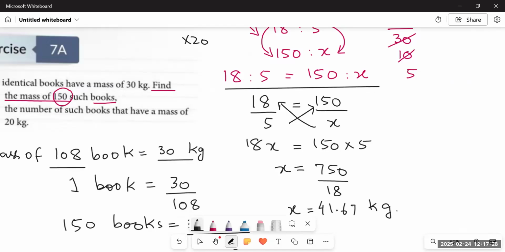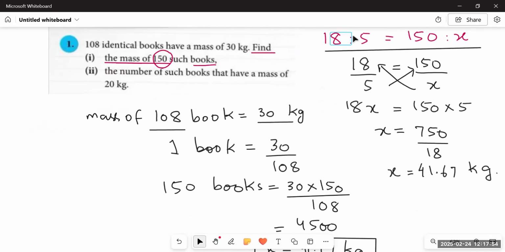Okay, whatever ratio in the first statement is given, just write it down, then put an equals sign, then figure out which quantity is given in the next statement, write it down in its place, and then in place of the unknown quantity, write down a variable and try to solve the two ratios. So you'll get your answer for the unknown variable.